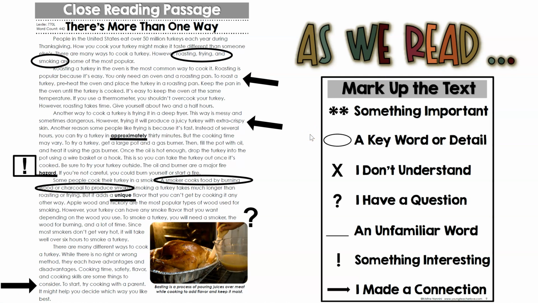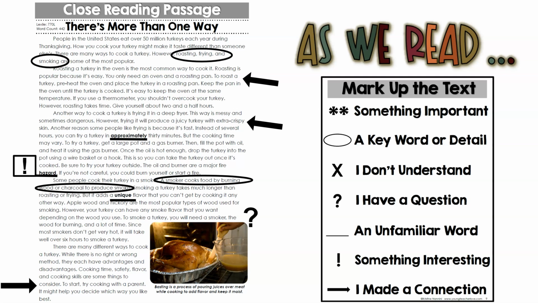I'm going to add an arrow here because I can make a connection. Growing up, I was always in the kitchen with my dad and mom and brother and sister. We always cooked together. And for Thanksgiving, roasting a turkey is what we always did. Maybe that's why I still roast today.